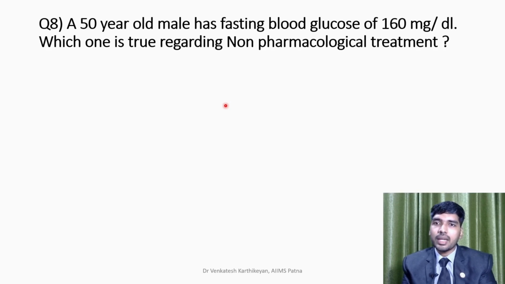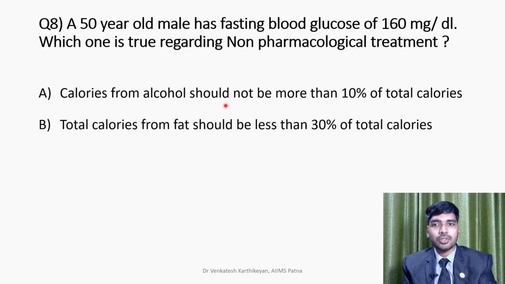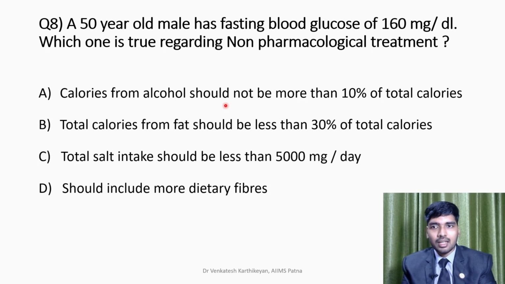A 50-year-old male has a fasting blood glucose of 160 mg per deciliter. Which of the following is true regarding a non-pharmacological treatment? Options were: calories from alcohol should not be more than 10% of total calories; total calories from fat should not be less than 30% of the total calories; total salt intake should be less than 5 grams per day; and this diet should include more dietary fibers.